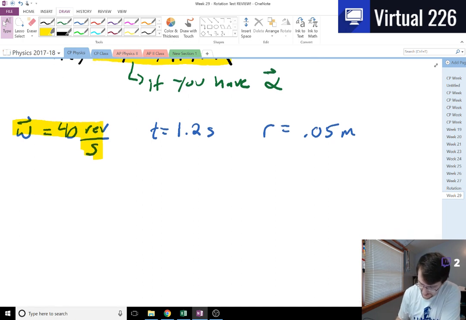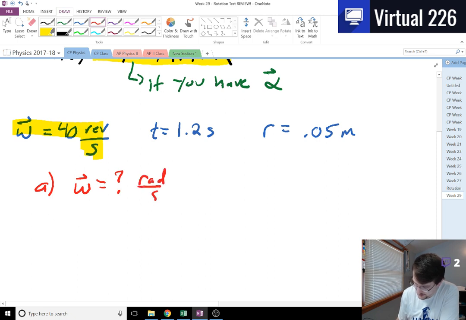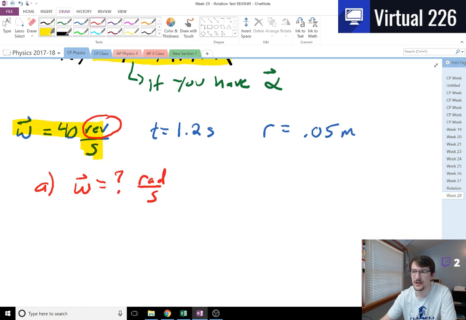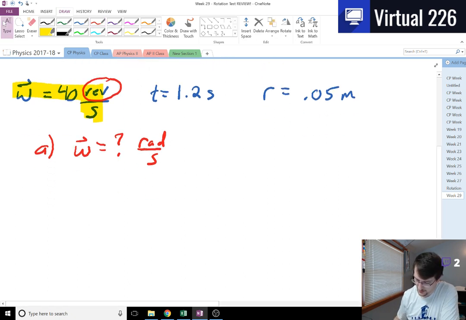For part A, let's calculate omega, but let's put it in radians per second. Right now we've got this pesky unit of the revolution, and while it's nice to think about things in RPMs or revolutions per second, it's not exactly an intuitive mathematical unit. So what we're going to do here is convert this.